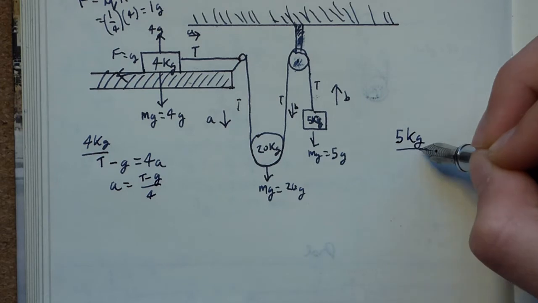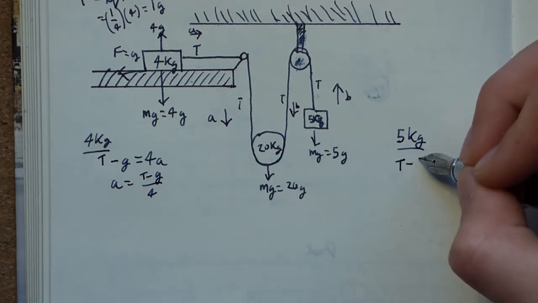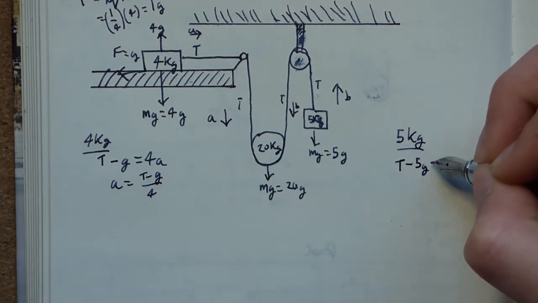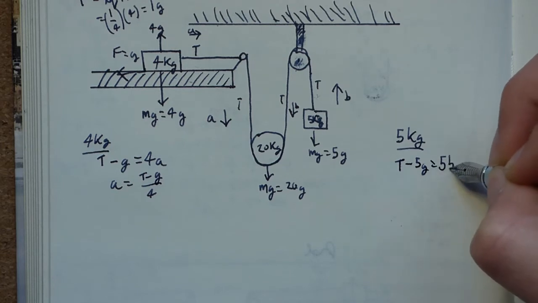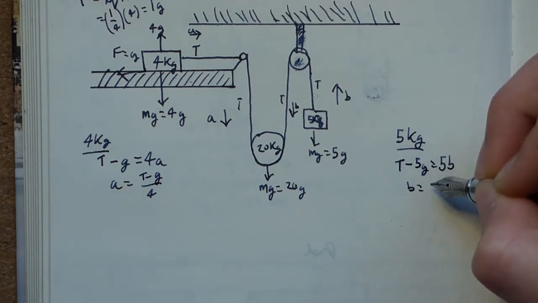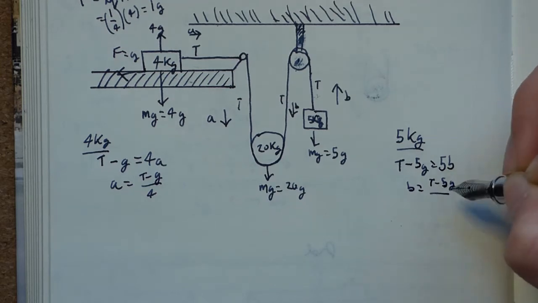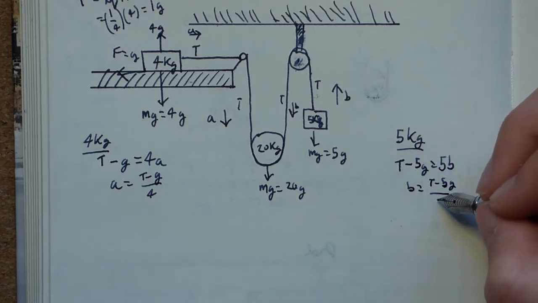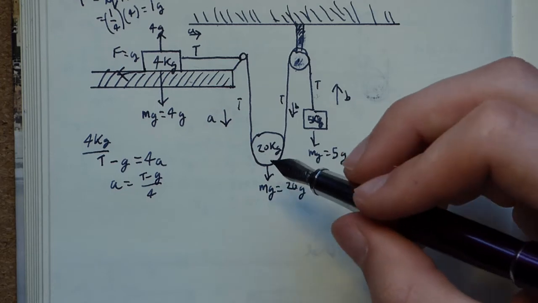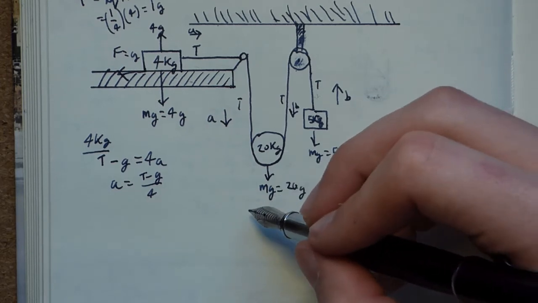Then you do the same for the 5 kilogram mass. T minus 5g is equal to 5B. So B is equal to (T minus 5g) divided by 5. So then you've got A and B in terms of T and g.